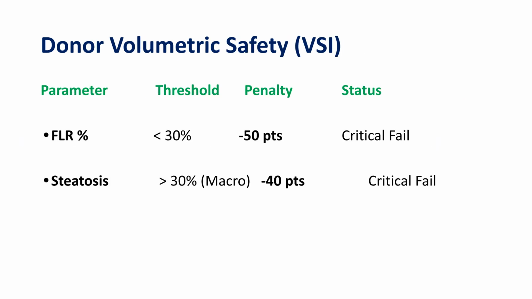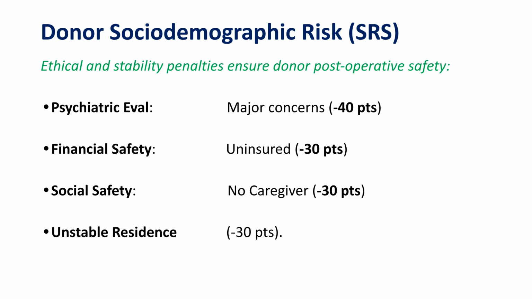The Donor Volumetric Safety Index, or VSI, has critical failure penalties. An FLR below 30% results in a 50-point penalty. Steatosis greater than 30% also constitutes a critical failure, incurring a 40-point penalty. The Donor Socio-Demographic Risk Score, or SRS, includes penalties for ethical instability concerns. Major psychiatric concerns and lack of financial or social safety each result in significant point deductions.